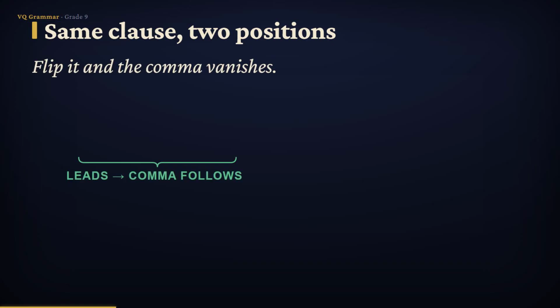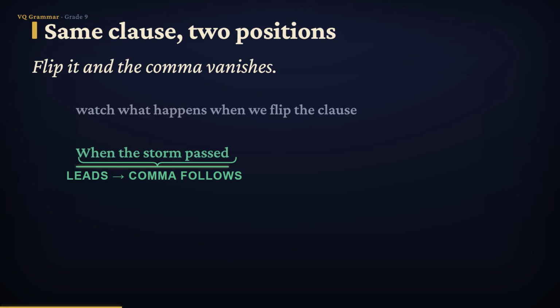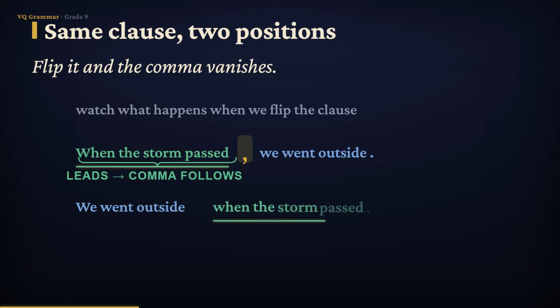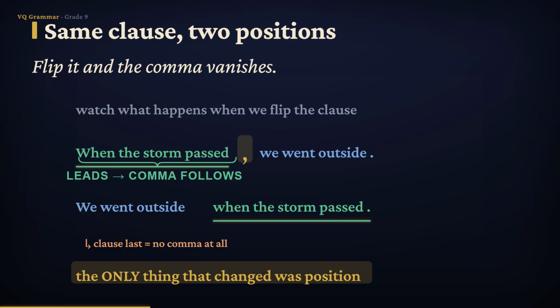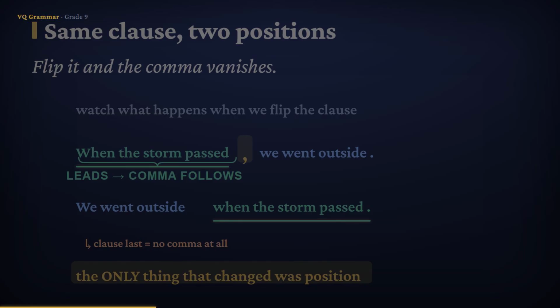Now let me show you the rule in action with a single clause. First, the clause leads. When the storm passed, we went outside. Because that clause comes first, we follow it with a comma. Now watch me flip it around. We went outside when the storm passed. Same words, same clause, but now it trails at the end, and the comma is gone. When the clause comes last, no comma at all. Notice that the only thing that changed was the position of the clause. Move it to the front, you add a comma. Move it to the back, you drop it.